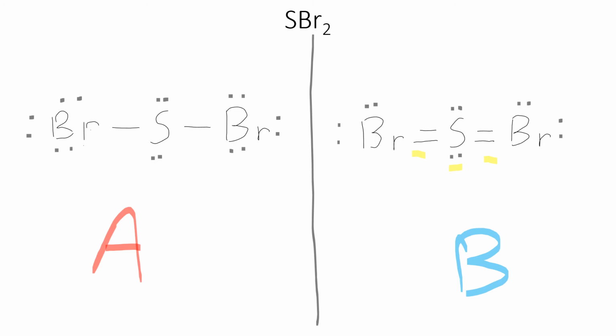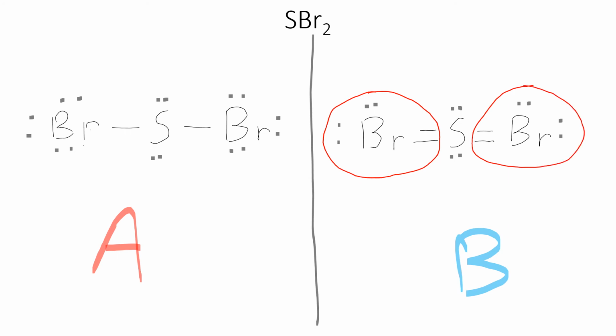So starting with the bromines, if we evaluate the octet rule, starting with the outer atoms, the bromine on the left, the bromine on the right, they're both good for their octets. 2, 4, 6, 8, 2, 4, 6, 8. That's both good. Then you'd look at the sulfur.